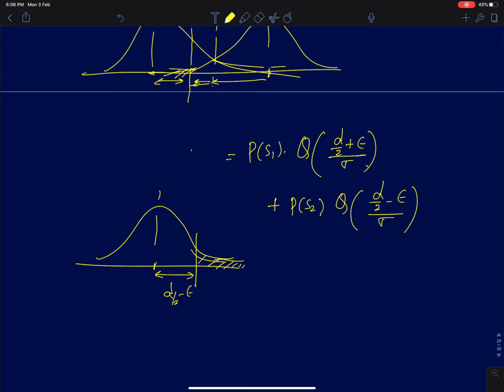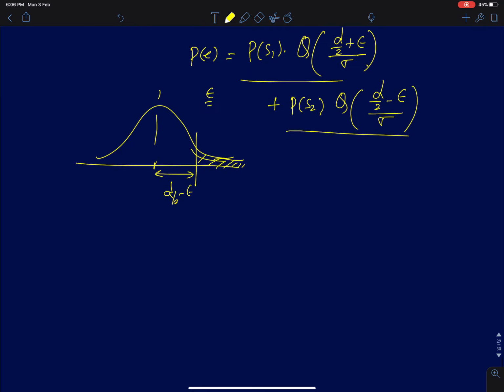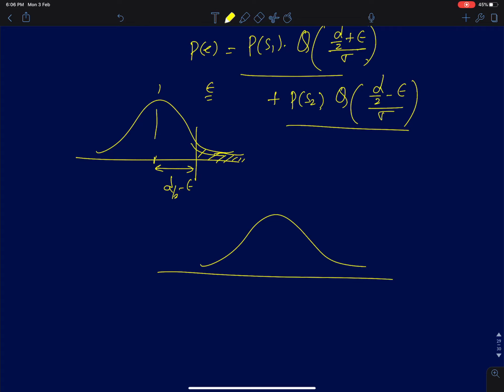Now this is your probability of error. Now your error is a function of epsilon. What is the ideal value of epsilon I should choose? That's the question. Now if you look at this expression, let me quickly cover some basics about the Q function.